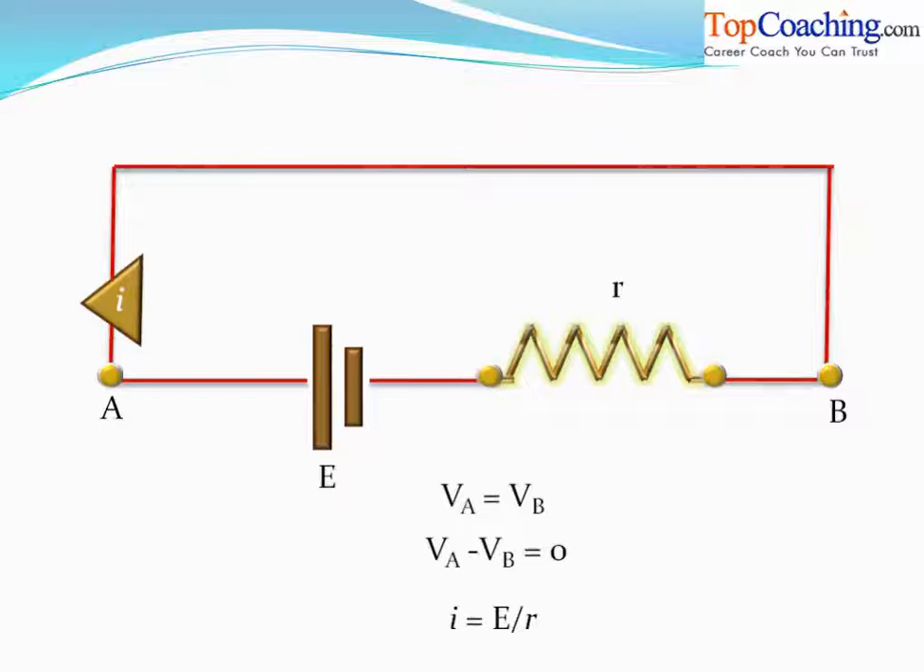It's weird, but this is what happens when a real battery with a real internal resistance is short-circuited. A current flows through a battery even though no other circuit element is connected to the battery.